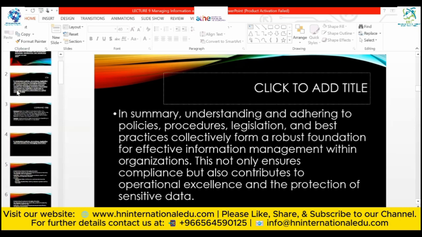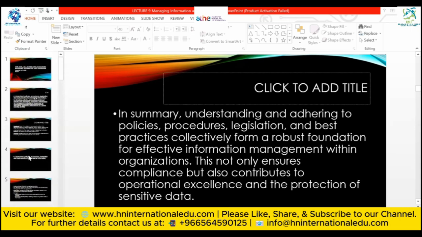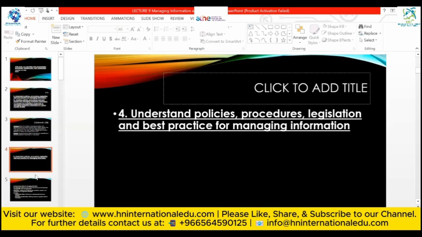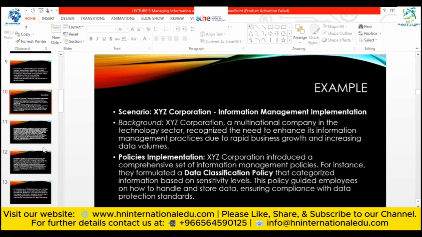So, this was the whole, you can say, a kind of summary of LO4, in which we discussed what kind of policies, procedures, and legislation play a part in the process or the practices for managing information. This is an example, a scenario based on an XYZ corporation. In this, we will be discussing information management implementation.